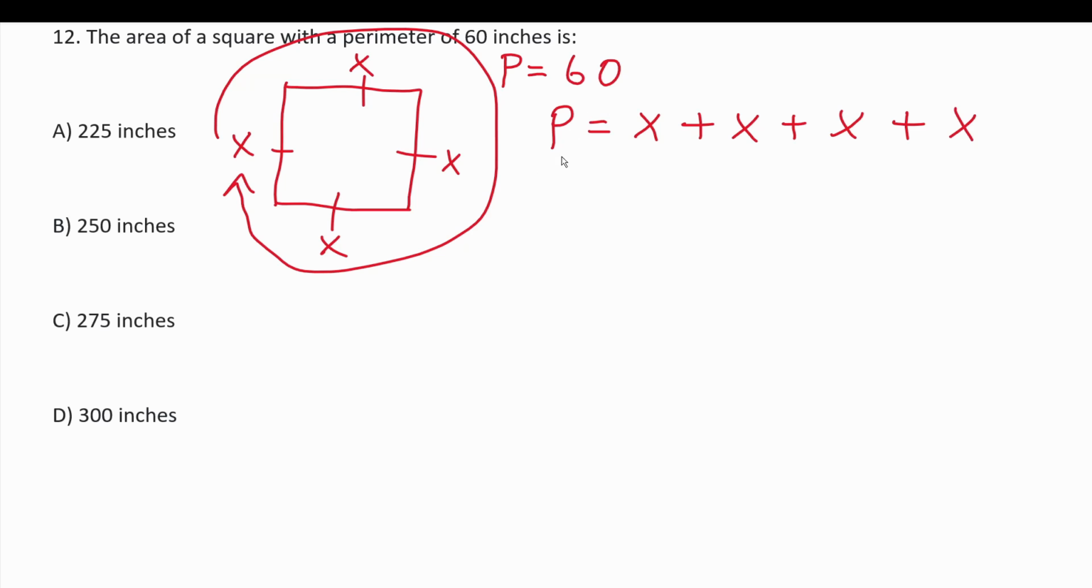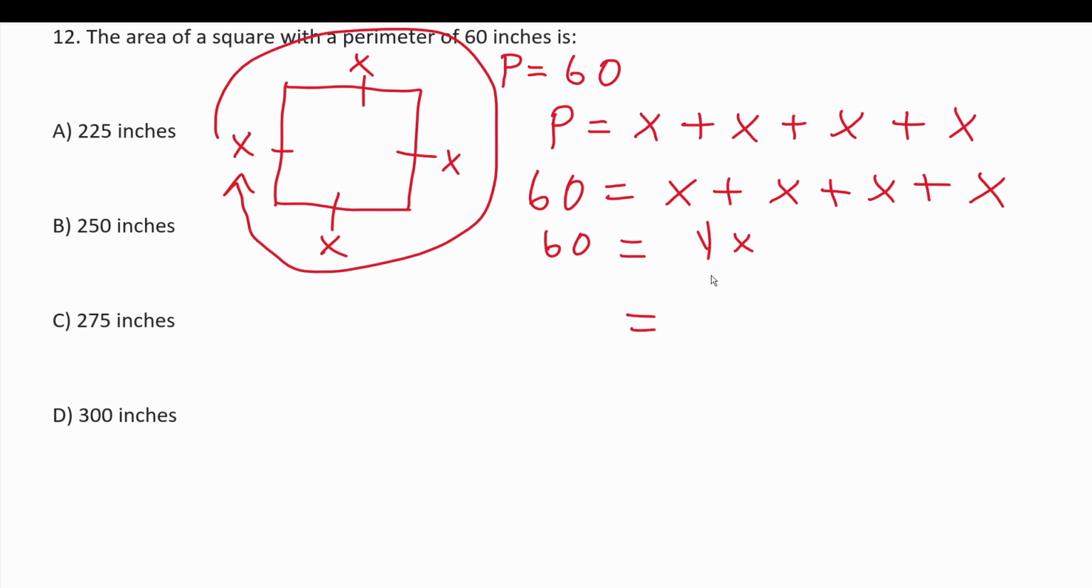We know what P is. We were told the perimeter is 60. So in place of P, I'm going to write 60. Again, this is x plus x plus x plus x. Let's combine these like terms. We have 4 x's, so this is 4x equals 60. Let's get rid of this 4 by dividing both sides by 4. This crosses out here, leaving you x on this side. Let's do 60 divided by 4.